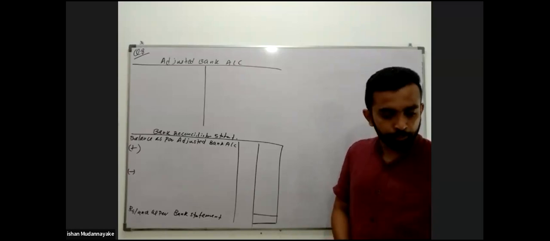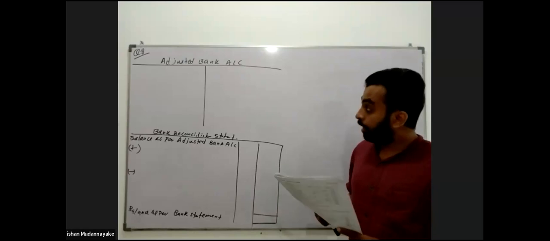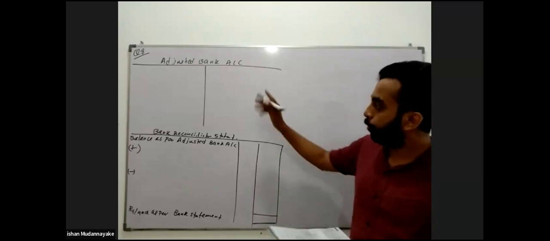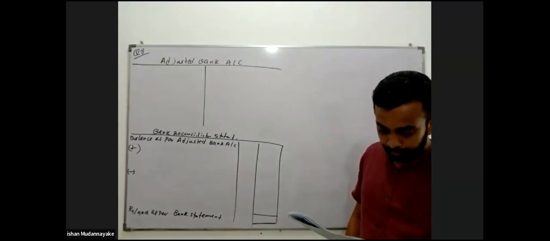Adjusted bank account for question number 8. The adjusted bank account opening balance, the incorrect bank balance, how much? 19,000? 22,000.